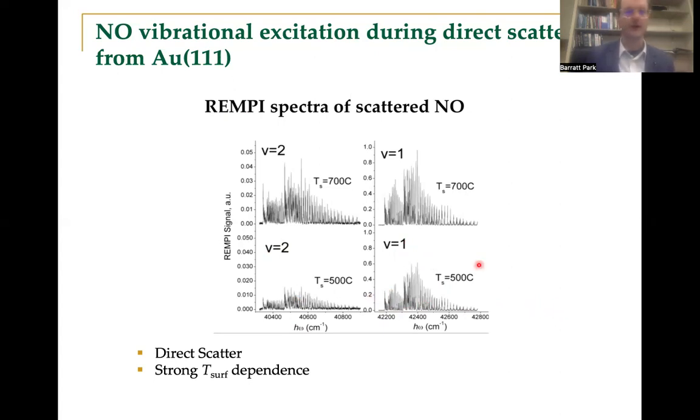But one thing to note is that there's a very strong dependence here on the temperature of the surface. So if you go from 500 degrees Celsius to 700 degrees Celsius surface temperature, you see significantly more vibrational excitation, especially in V=2.